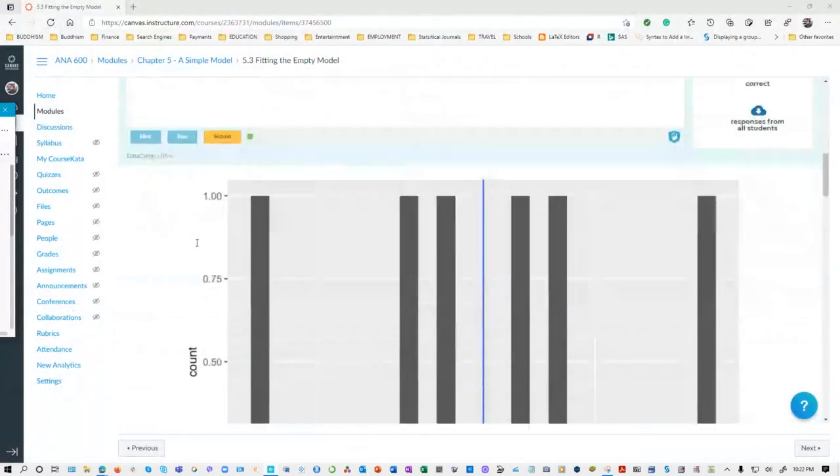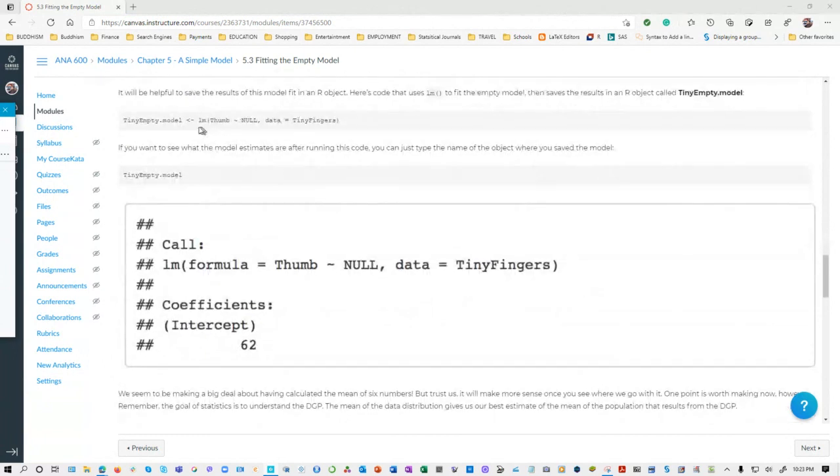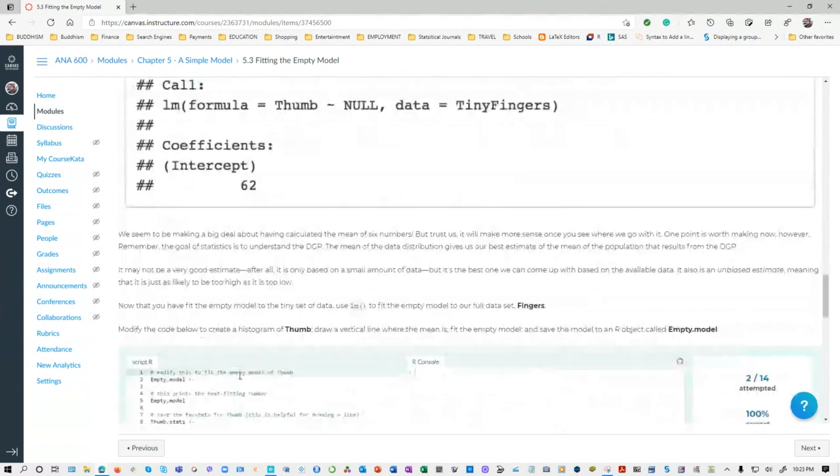Then they say the 62. If you use the linear model, LM, the coefficient, the way that we are writing over here, down the road we can see the way of writing this. There we're going to show the 62. If you want, you can assign that to a new object, the tiny empty model, and then you can print that one. That's another way of doing this.